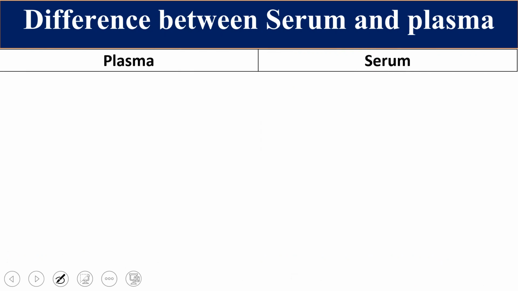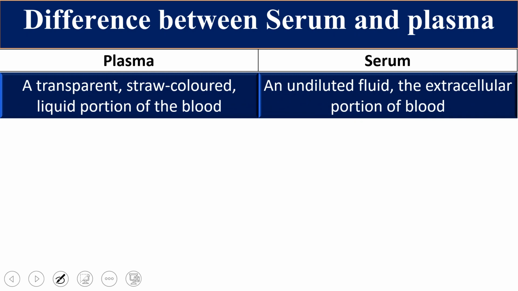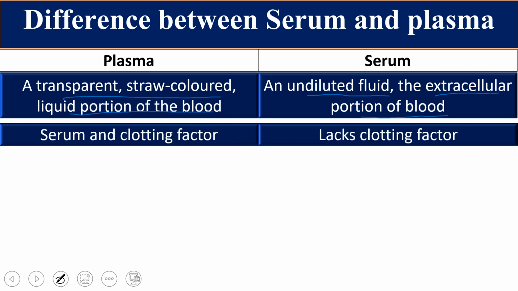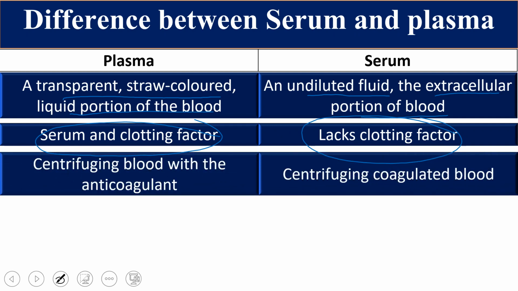Now, let us look at the differences between serum and plasma. The first difference is that plasma is a transparent straw-colored liquid portion of the blood, whereas serum is undiluted fluid with the extracellular portion of the blood. The second difference is that plasma has all the clotting factors present. So plasma is equal to serum plus the clotting factors. Serum lacks clotting factors because the clotting factors clot the protein, and the remaining part is the serum. So no clotting factor will be there.